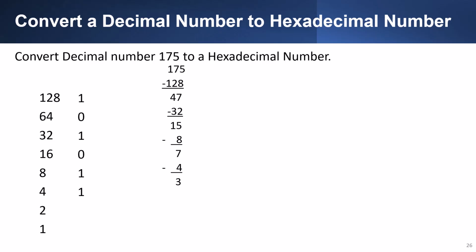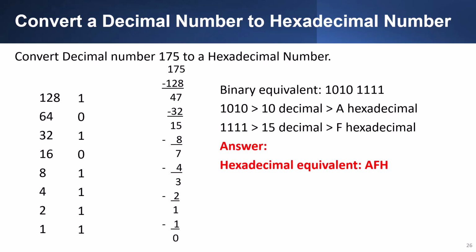Can we subtract 2 from 3 and still have a non-negative number? Yes. Put a 1 next to 2 and subtract 2 from 3. Can you subtract 1 from 1 and still have a non-negative number? Yes. Put a 1 next to 1 and subtract 1 from 1. So the binary number is 10101111. Now that we have the binary number, we can convert the binary number to the hexadecimal number.